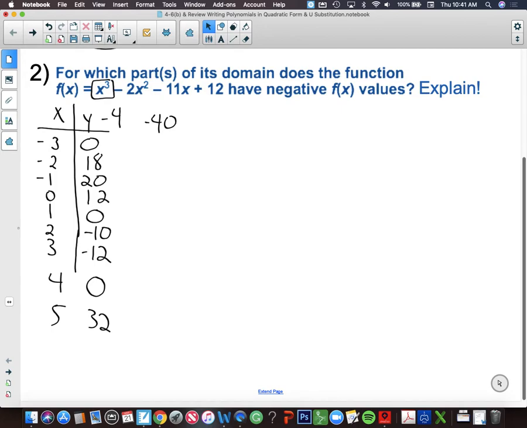All right, so now we can actually see where the negative values are. It says for which parts of the domain does it have negative f of x values. So that's negative y values, right?